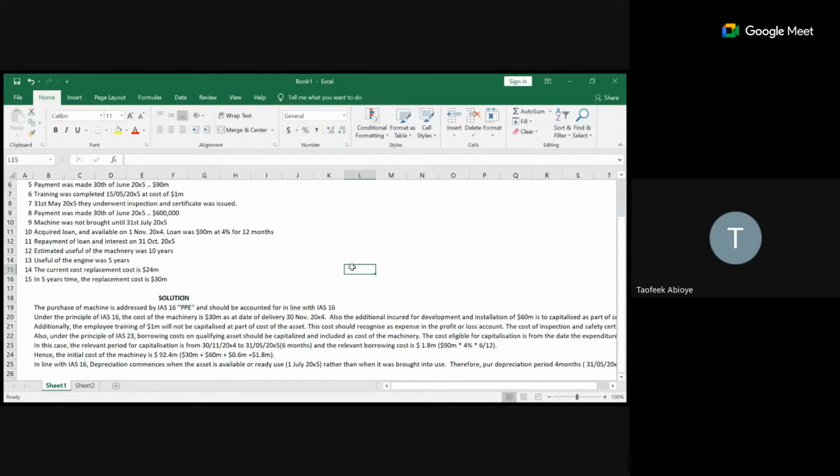I think we are almost done. Our depreciation period is 4 months, right? Now we are fine with that. The last thing we are dealing with is our componentization. So let's tell the examiner, since the useful life of the engine is 5 years.